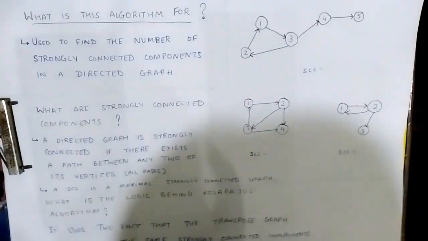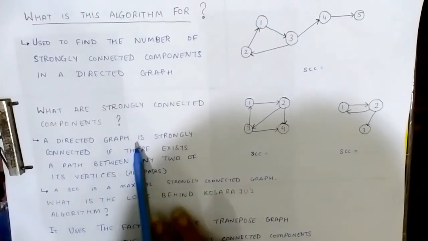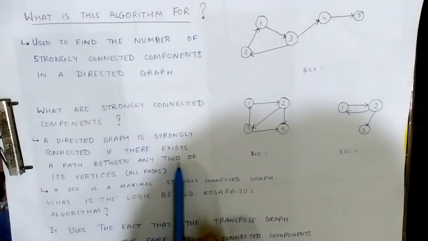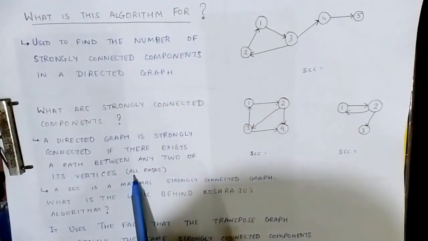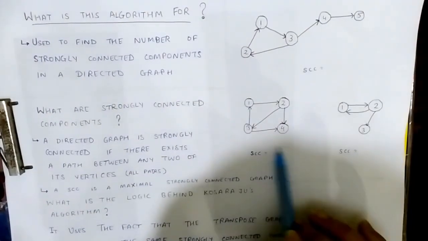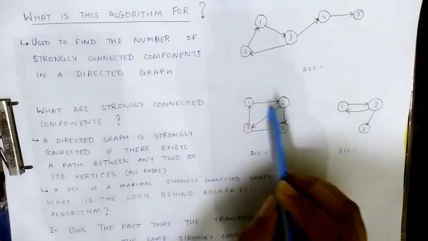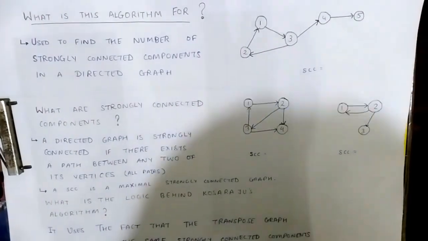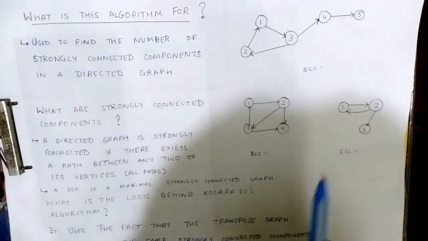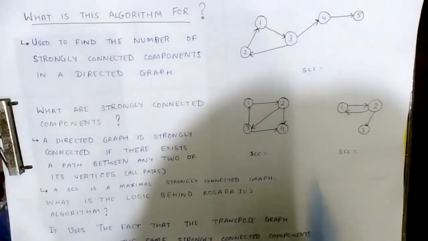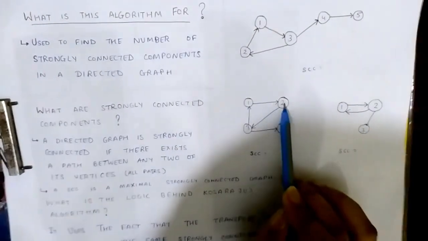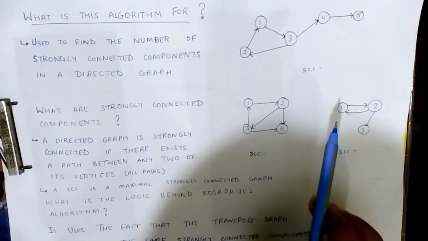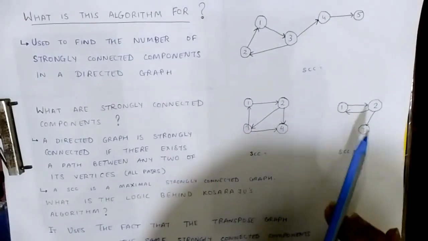What are strongly connected components? A directed graph is strongly connected if there exists a path between any two of its vertices. Let's see, for example, we have this graph. So it has to be a directed graph. That is the first requirement. The second requirement is strongly connected components. What is a strongly connected graph? A strongly connected graph is one in which there exists a path between any two of its vertices.